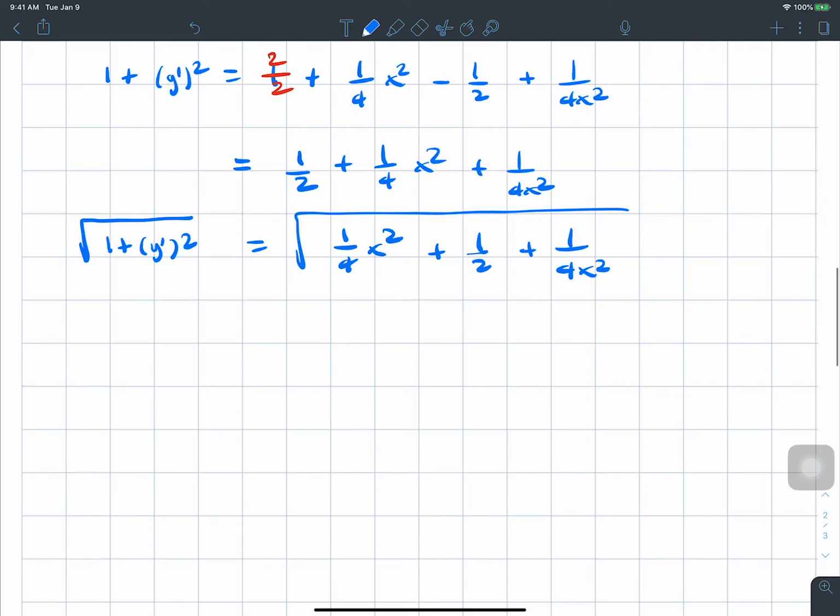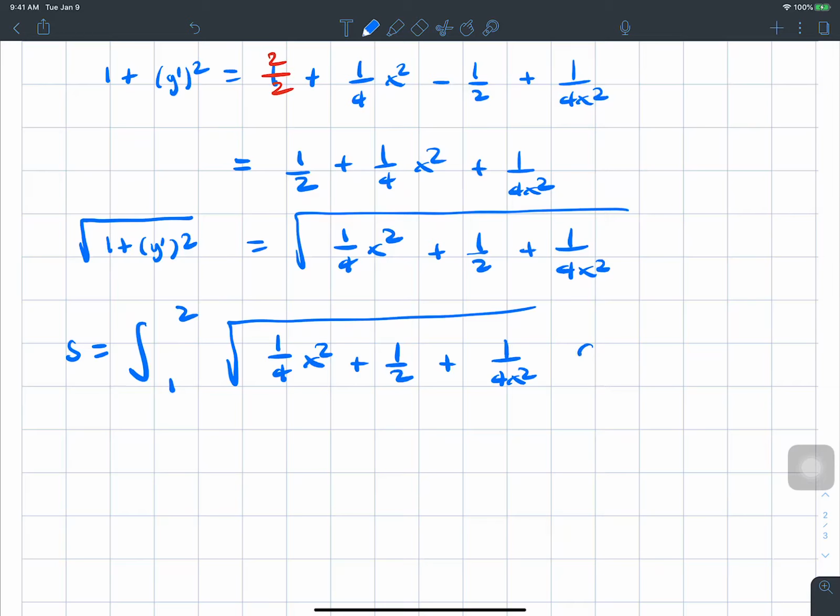And then you say to people, you're supposed to get arc length, right? Go from 1 to 2. The square root of this: 1/4 x squared plus 1/2 plus 1 over 4x squared. And then that's a dx here. So this is all under the radical.